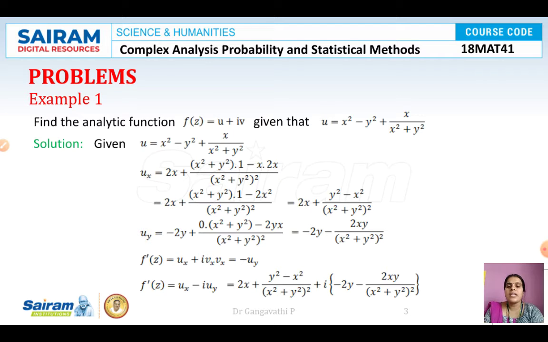Now let us find the solution. Given u is equal to x square minus y square plus x by x square plus y square. So what does the working rule say? If u has been given or if v has been given.